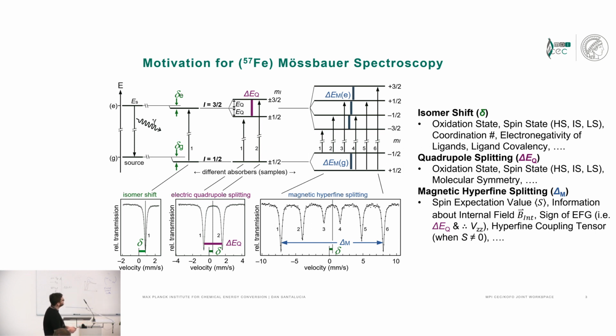Same for the quadrupole splitting, molecular symmetry plays a role. We can learn information about hyperfine coupling tensors if you add magnetic fields. And so there's a rich set of information we can learn that correlates nicely with other spectroscopic techniques that we have at our disposal. I hope to convince you of that today.